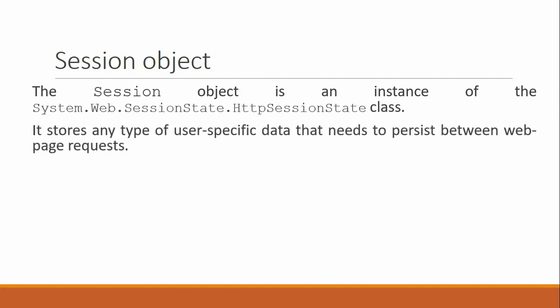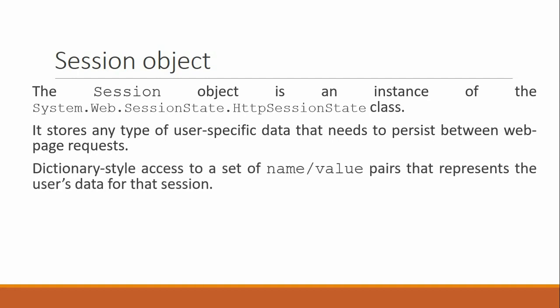It stores any type of user-specific data that needs to persist between web page requests. I need not tell you more about session because you already know about it. It is specific to a particular user. It is not specific to a page or to a particular application. It is specific to a user in that application. It is dictionary style, same as view state, a name-value pair representing the user's data for that particular session.